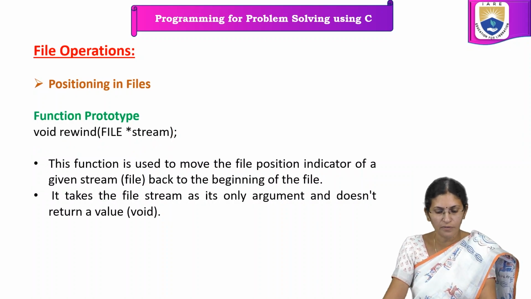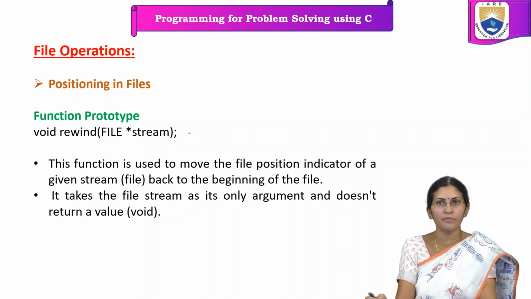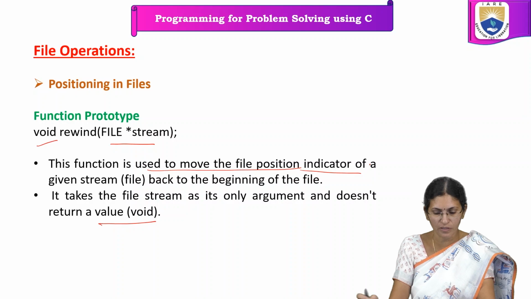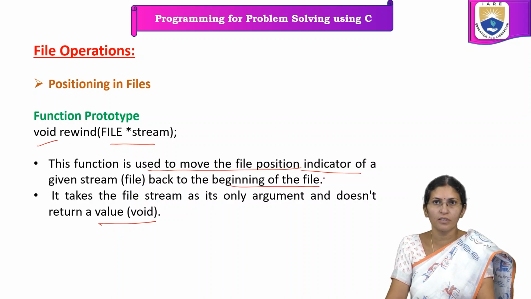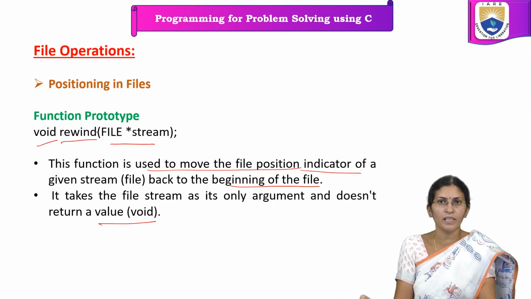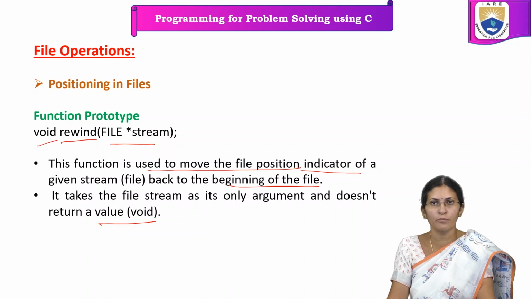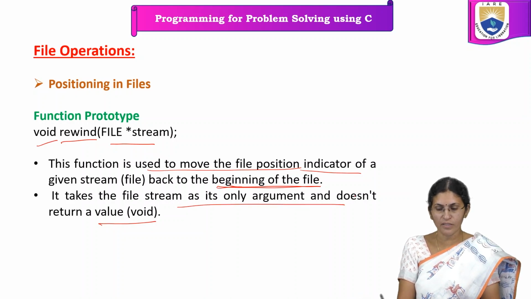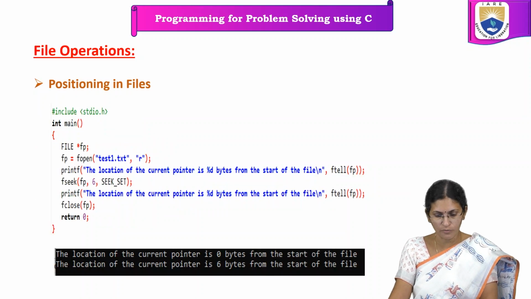Next one is the rewind function. This is the prototype for the rewind function. It takes one argument, the file pointer, and the return type is void, that means it does not return a value. This function is used to move the file position indicator of a given stream back to the beginning of the file. Wherever the file pointer is in the file, with the help of this function we can make the file pointer point to the first position of the file. It takes the file stream as its only argument and does not return a value.